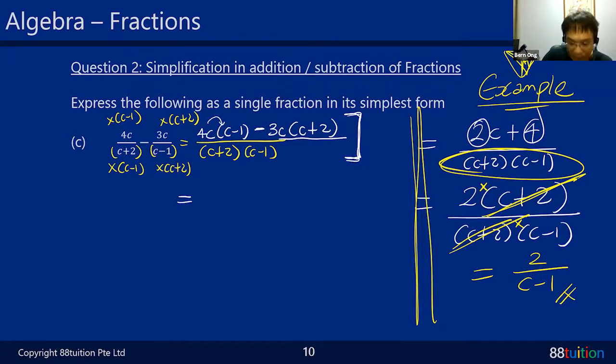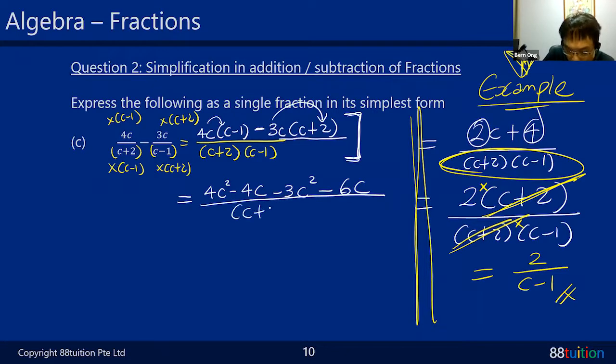So now, let me expand. 4c times c is 4c squared. 4c times minus 1 is minus 4c. Minus 3c times c is minus 3c squared. Be careful, the minus belongs to 3c. Minus 3c times positive 2: minus times plus is minus, 3c times 2 is 6c. And the denominator, do not expand.